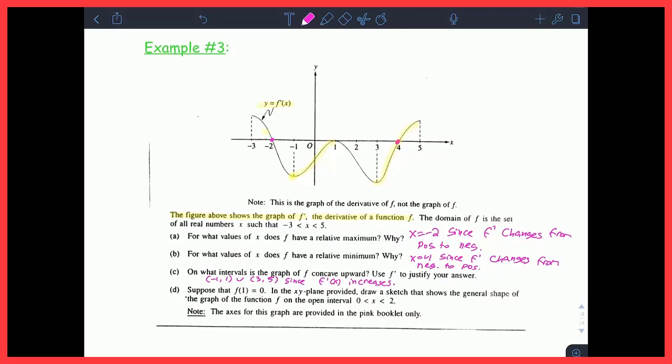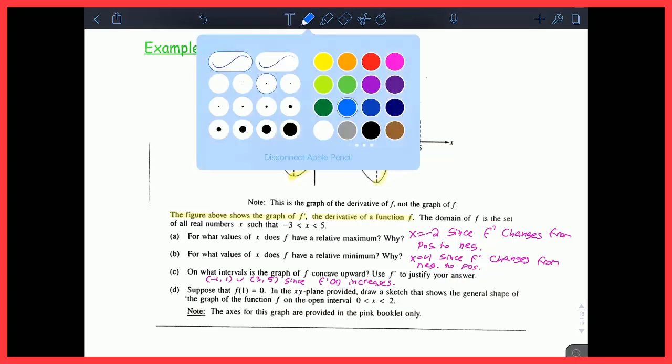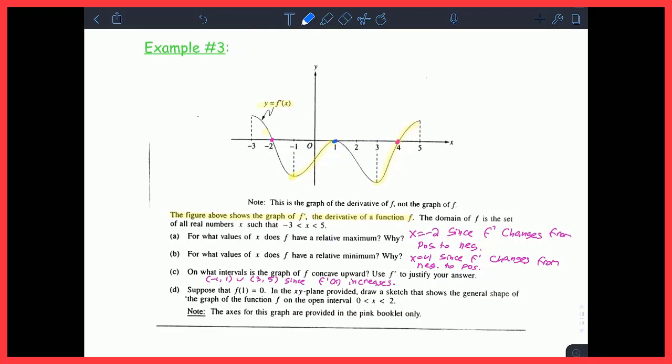D: suppose f of 1 is 0. Graph the function f from 0 to 2. I'm just going to do it right on top of the function here. Now here's what I know. f of 1 is 0. I'll use a nice blue. Here we go. f of 1 is 0. And in order to understand the general shape, I'm going to use the concavity. I just said that the graph is concave up from -1 to 1. So that means that from 0 to 1, which is included in my interval, I am concave up.